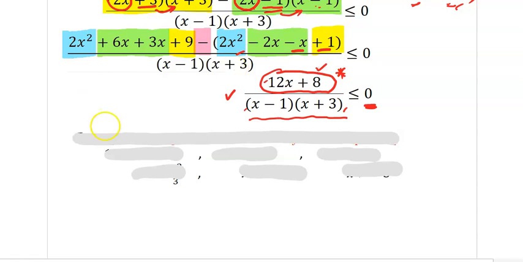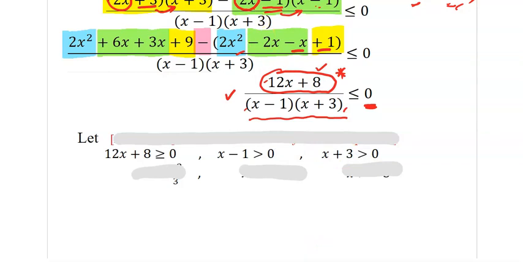So here, I will go on with the number line method, where I start by making an assumption for each of these linear factors: I would like to have them be greater than 0, greater than 0, greater than 0.